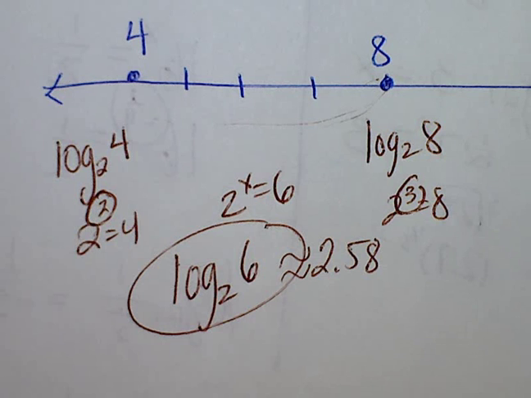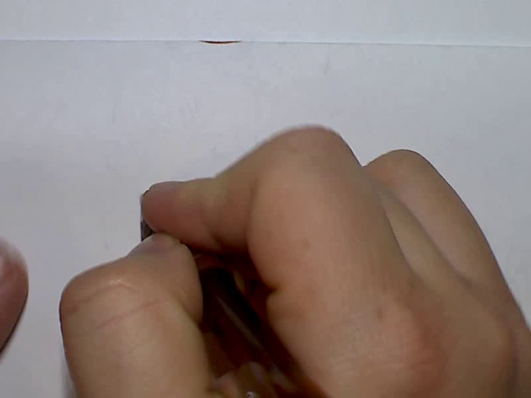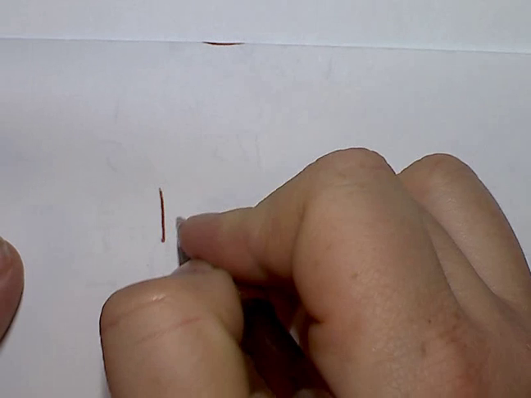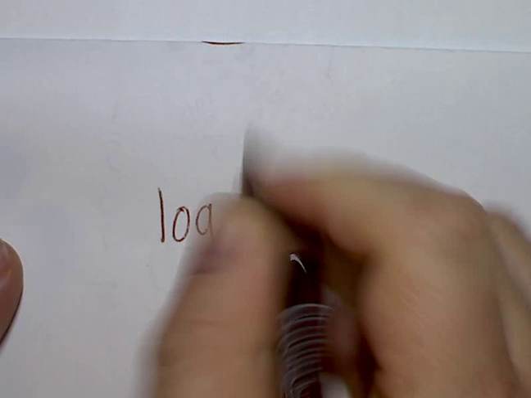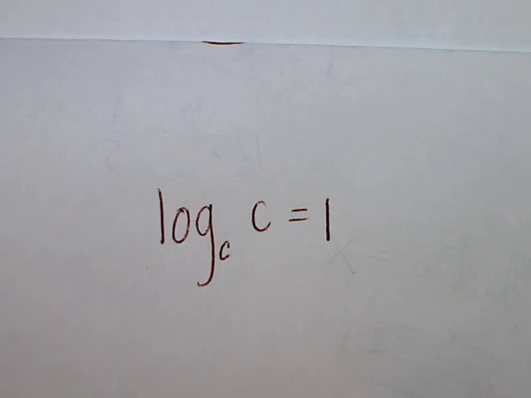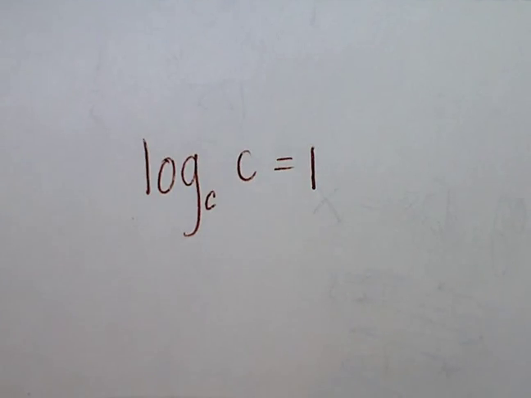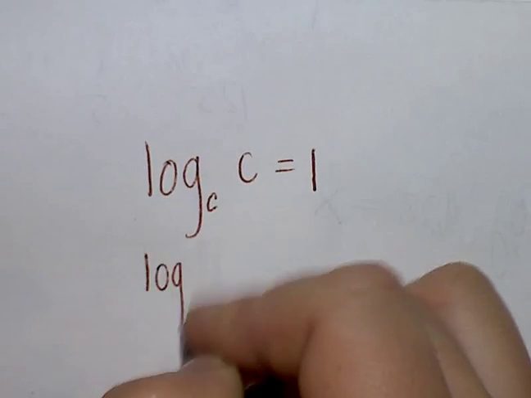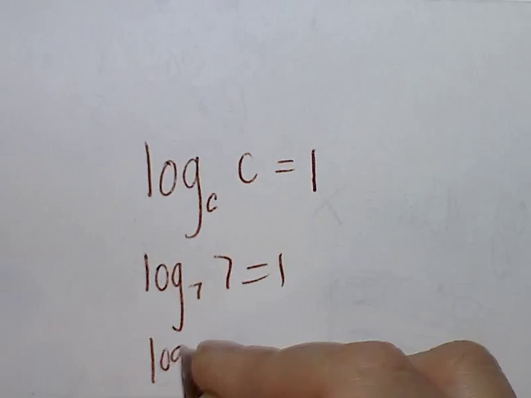So there's 2 other rules I want to go through with you. They're basic rules of log functions. Actually, there's 3 rules. Here's the first one. Log base C of C will equal 1. Assuming that C is greater than 0, a positive number, you can take log base 7 of 7, it will equal 1. A log base 11 of 11 will equal 1.